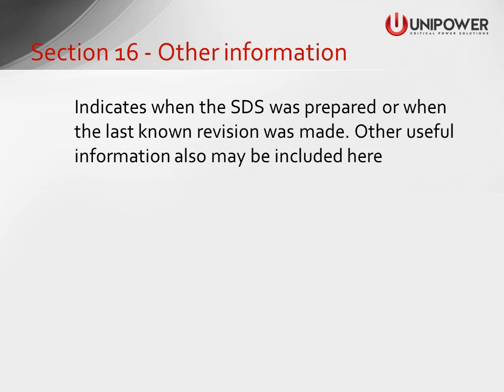Section 16, Other Information. In preparing an SDS, the chemical manufacturer may become aware of significant information regarding the hazards of the chemical or ways to protect against the hazard, and this new information must be added to the SDS within 3 months. They get 6 months to update the labels. This section indicates when the SDS was prepared, when the last known revision was made, and other useful information that may need to be included here.